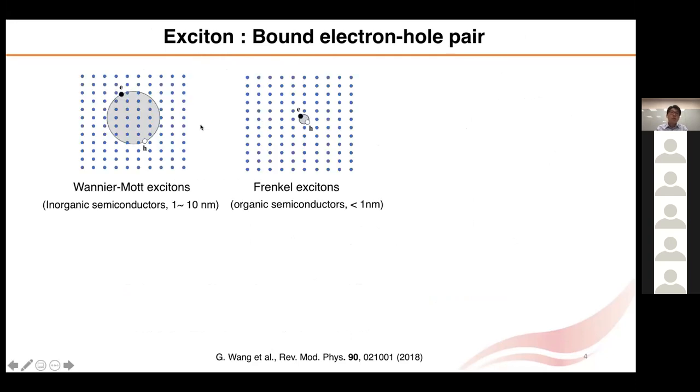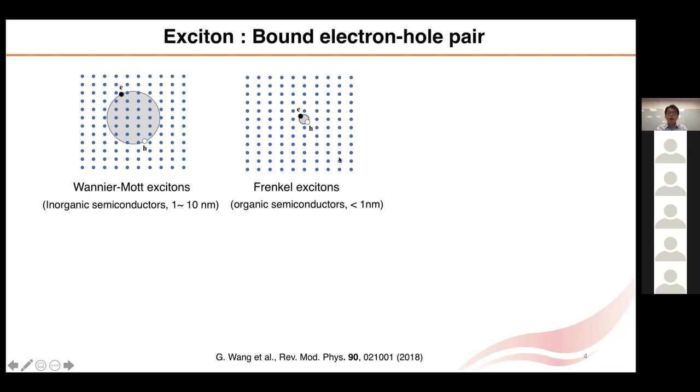In general, there are two types of exciton states in nature. One is the so-called Wannier excitons, typically in inorganic semiconductors. They have a notable radius, as you can see here. They are free to move inside the crystal. Another type is the so-called Frenkel excitons, typically in organic semiconductors. They have a very small Bohr radius. They are tightly bound together and deeply tied to the lattice field.